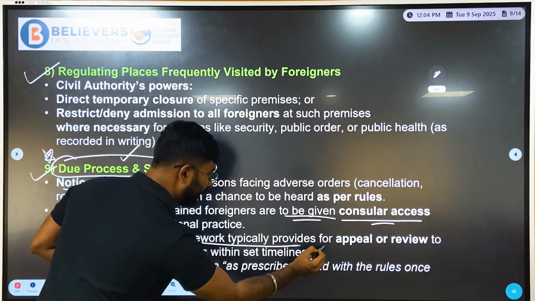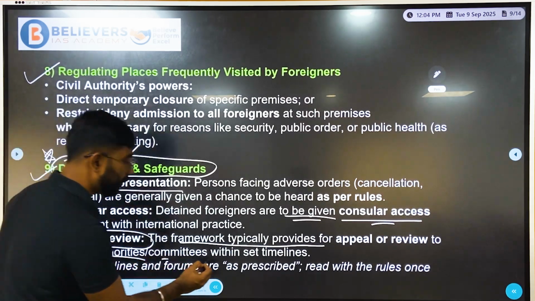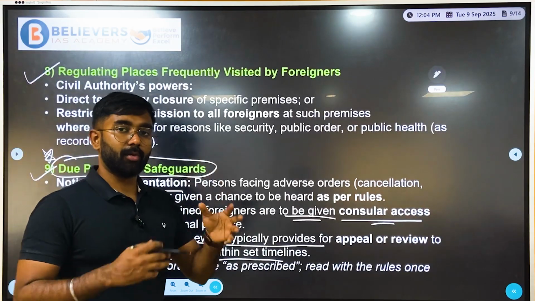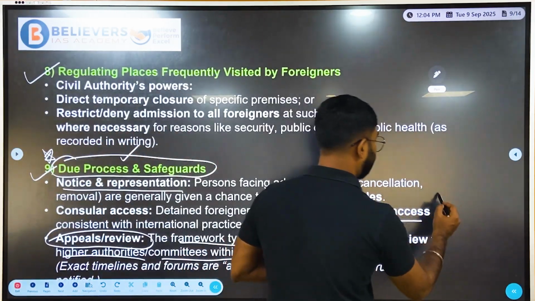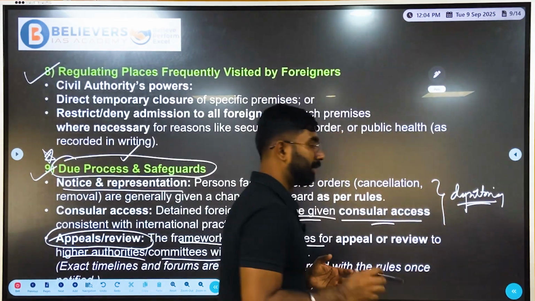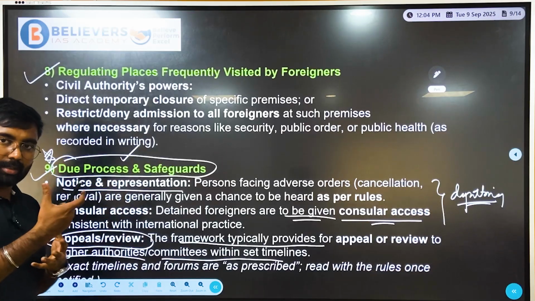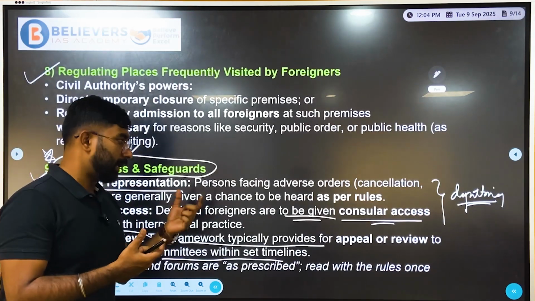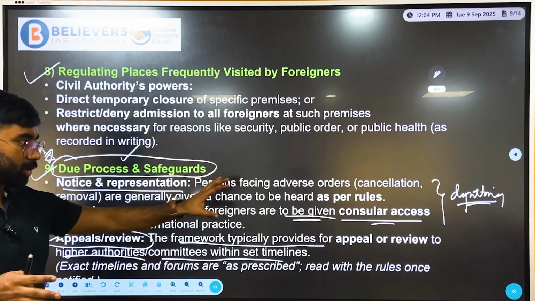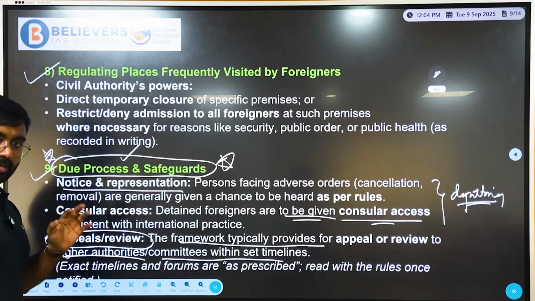The framework typically provides for appeal or review to higher authorities or committees within a set timeline. So even for the biggest decisions, for example deporting a particular person, a foreigner, right? For such extreme decisions, an opportunity is made for the person to be heard, right? So this is also another important provision which has been added in this particular act.